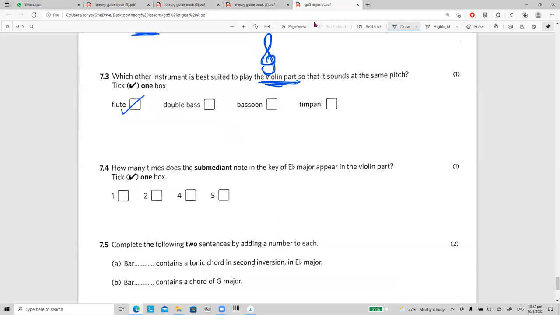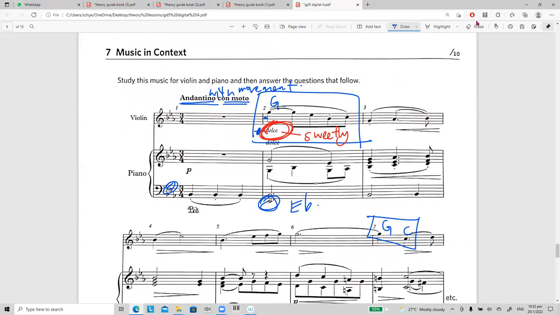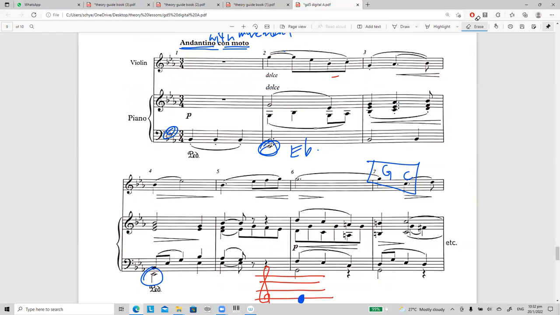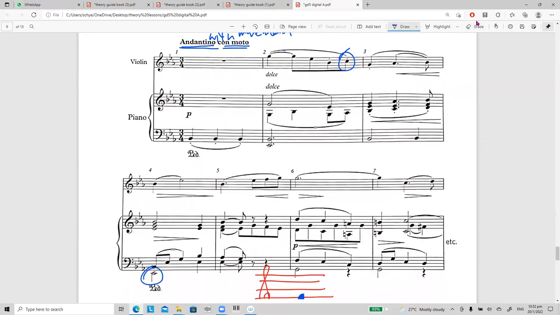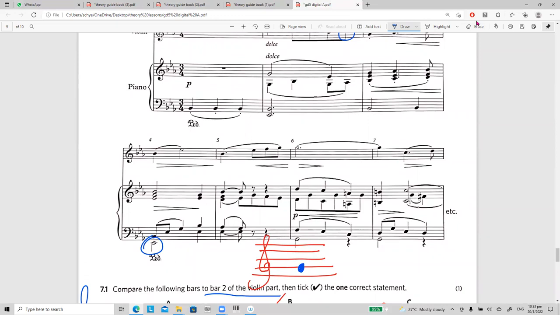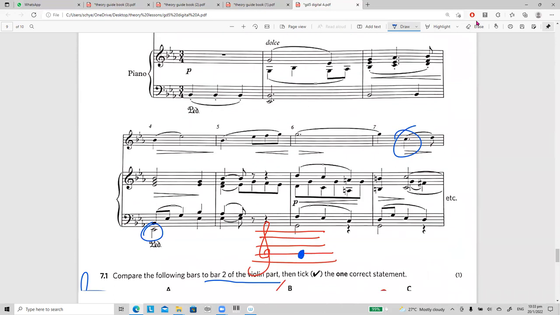E flat major submedian is the sixth note. So in E flat major, 1, 2, 3, 4, 5, 6: E flat, F, G, A flat, B flat, C. So it should be C, no flat. So look for all the C in the violin part. Let me erase all this. I found one here. It can be a higher C or a middle C, whatever C, high or low. One time, two times. I only found two. So it only occurred two times.